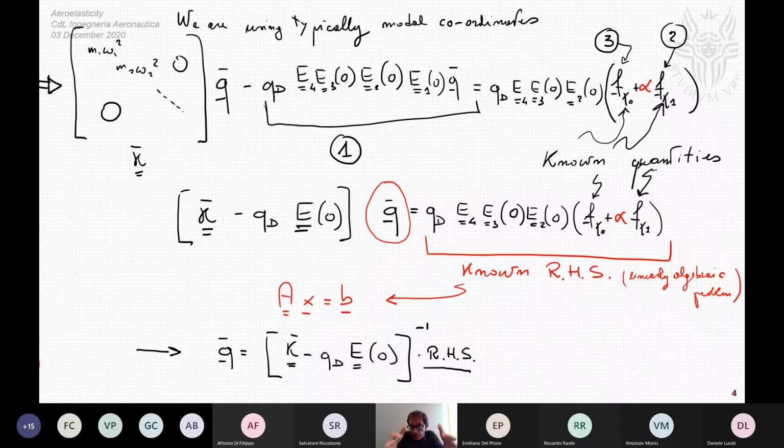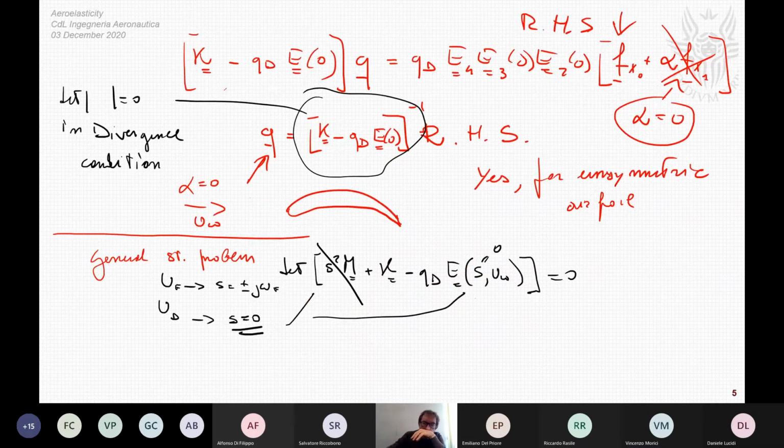But this is not the true problem. The true problem is a trim problem. You have a free aircraft subjected to the weight force and the aerodynamic force, and you want to include that this body is a flexible body.